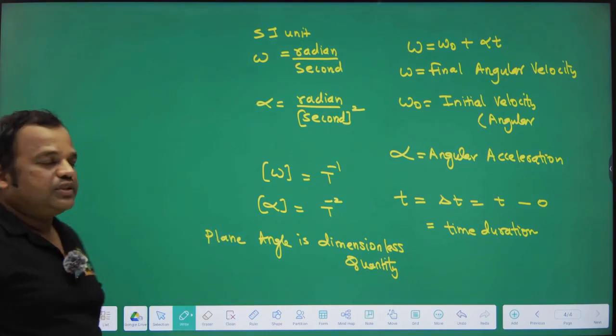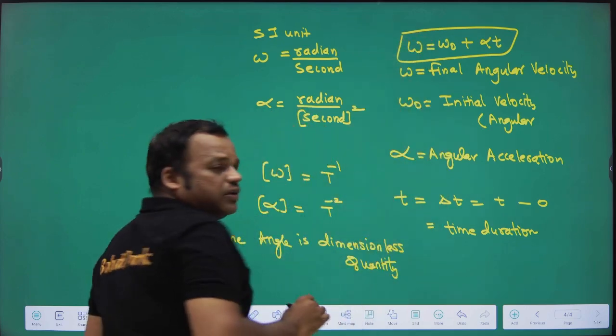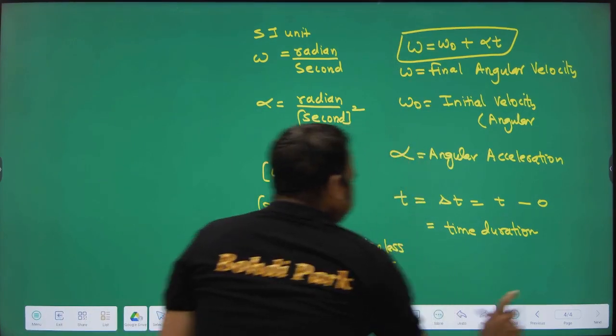Let's do one question based on this equation of motion, which is omega is equal to omega naught plus alpha t.